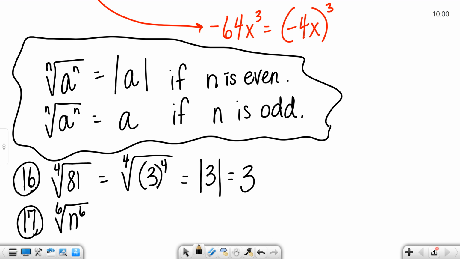All right, let me pick a letter other than n. Let me do y. So the sixth root of y to the sixth. Notice my n is even again. So my answer is going to be the absolute value of y. And this time the absolute value has to stay because I don't know what y is. When it's a letter, the absolute value will stay there.